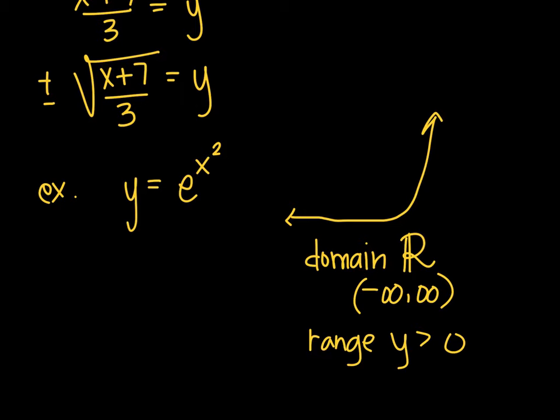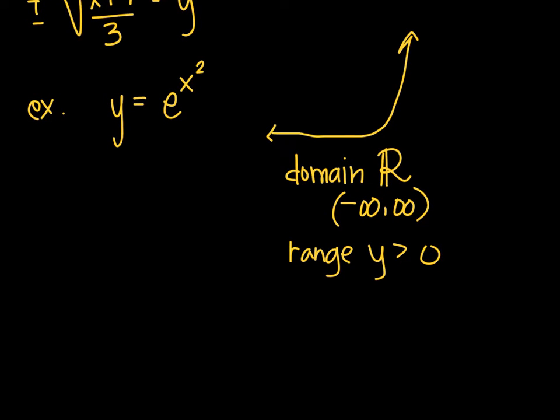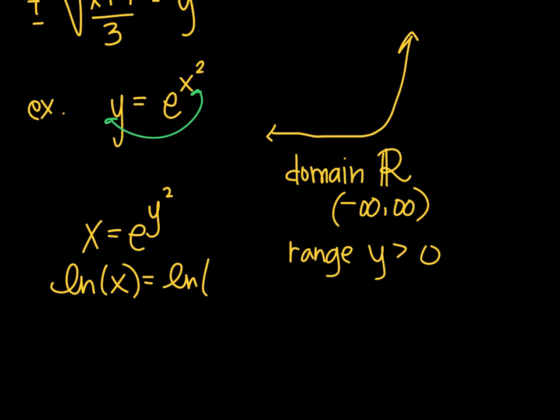So because this passes both the HLT and the VLT, I can find the inverse. So I'm going to switch the values of my variables. So switch the y and the x around. And so I'm going to have now x equals e to the y squared. And now I want to get y by itself. All right, you tell me, what do I do to both sides of this equation to get y by itself? Apply the natural log. All right, very good. The natural log will be applied to the side of x, and the natural log will be applied to the e to the y squared side.